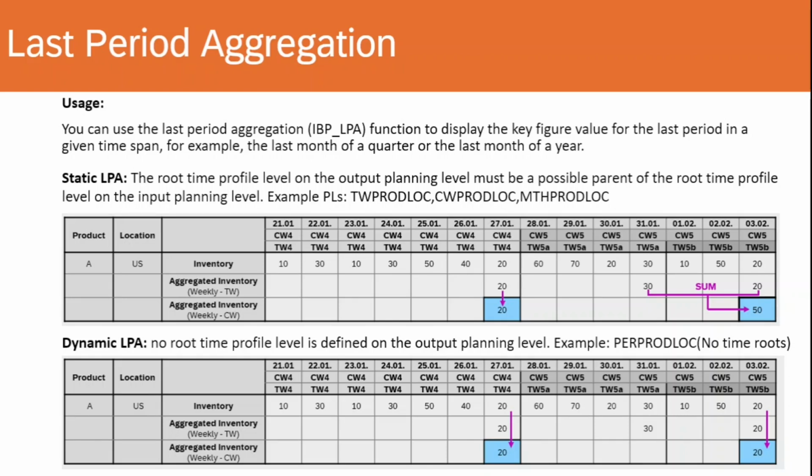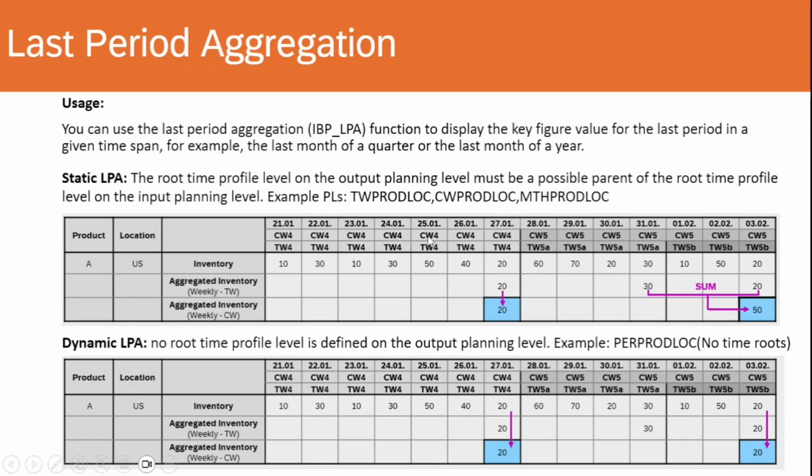Let's say you have data at a day level, as you see in the screenshot. The inventory is defined at a day level, that's the lowest level, okay? Every day you have some data like 10, 30, 10, 30, 50, 40, 20. So in calendar week 4, we have 7 days, and the last day of calendar week 4 is actually 27th of January, which has 20 as the quantity, right?